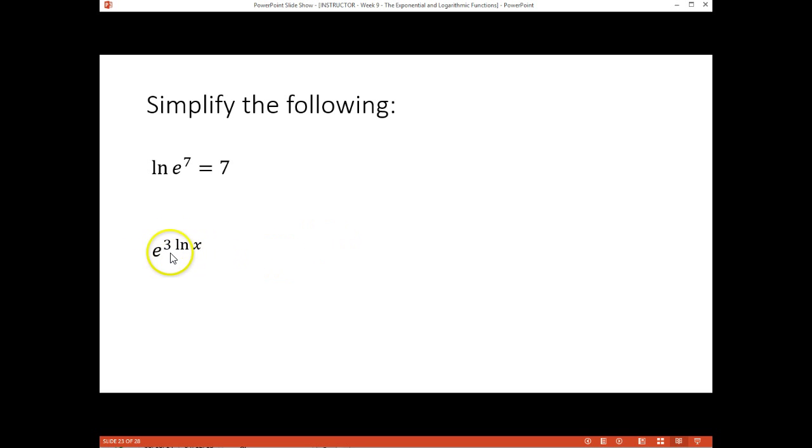Well, if we just look at the exponent, the 3 ln x, I can rewrite 3 ln x as ln x cubed because this 3 can be brought inside and made an exponent. Well, now I have the e and the ln hitting consecutively, and so they undo each other. I'm just left with what's remaining, the x cubed, and that's my final answer, x cubed.